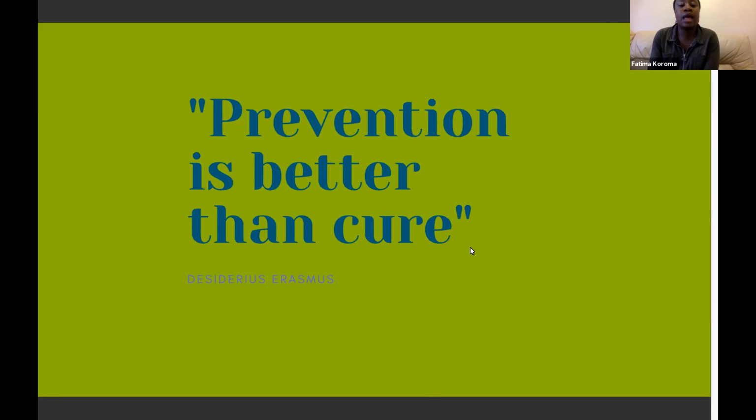So as always in my presentations, I bring this one quote: prevention is better than cure. Because what we want to do with this whole session is prevent the sickness, so we do not have to find the cure. If people get the knowledge and understanding of how to prevent the sickness, it will be able to reduce the sicknesses that we suffer from.